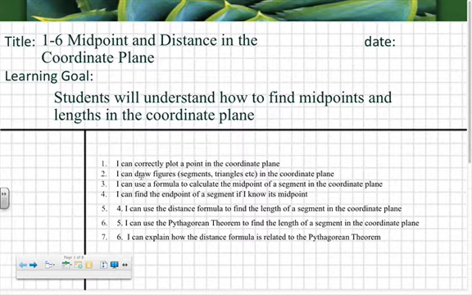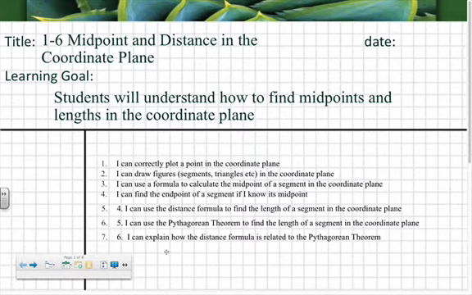You need to be able to draw figures like segments and triangles in the coordinate plane. And then we're really going to focus on using a formula to calculate the midpoint of a segment in the coordinate plane. But then flipping that around, I also want you to be able to find the endpoint of a segment if you know its midpoint, and that can be a little tricky. Then I want you to use the distance formula to find the length of a segment in the plane, and the Pythagorean theorem to find the length of a segment.